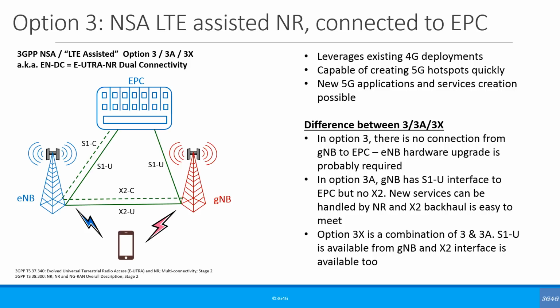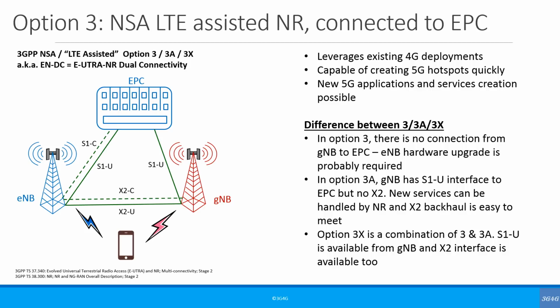So 3X is a combination of 3 and 3A. So both X2 and S1 interfaces are available for the user plane. So the traffic can be split based on the backhaul capacity of S1U. So option 3 is the most widely talked about option and will be the first option to deploy 5G.